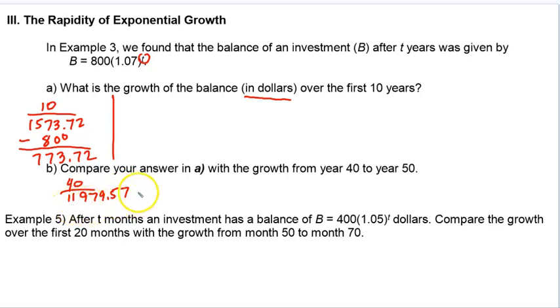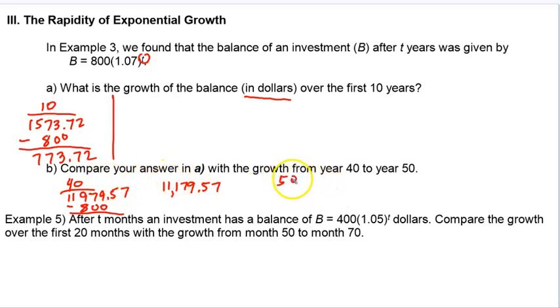But let's subtract off the original, the 800, and running out of room here, to get the growth amount. So that's 11,179.57. Okay, so in terms of dollars, that's how much it grew in 40 years.